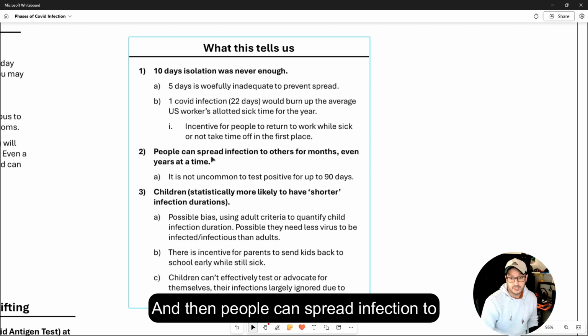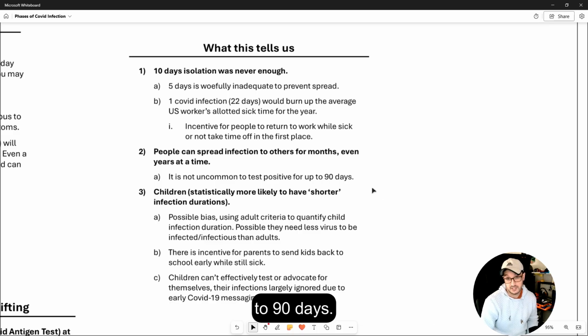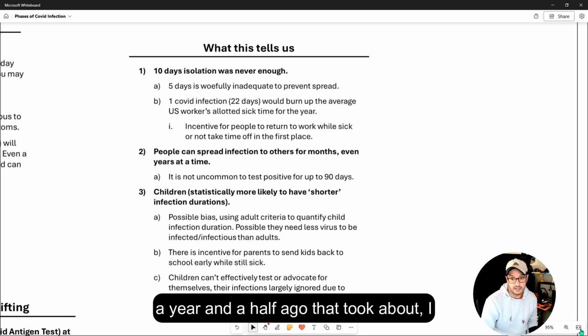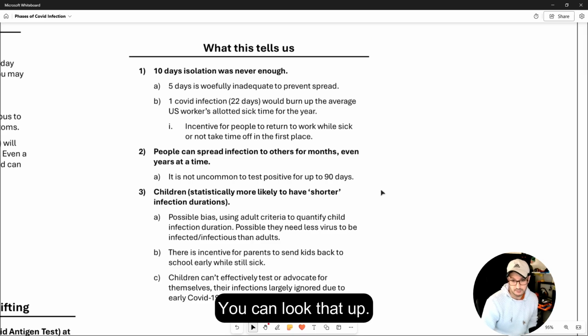And then people can spread infection to others for months, even years at a time. It's not uncommon to test positive for up to 90 days. My partner had an infection a year and a half ago that took about, I think, 84 days. I have a series documenting that. You can look that up.